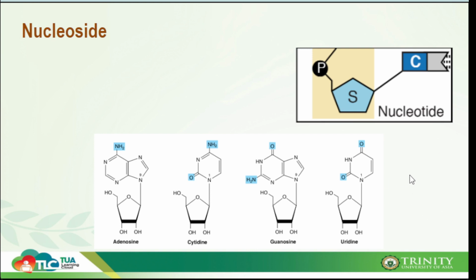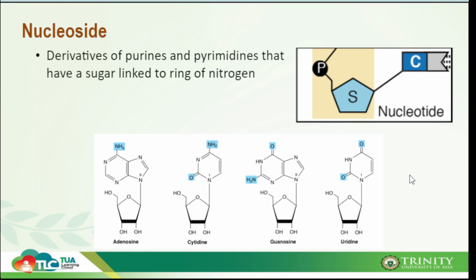Now, once you have your sugar and your nitrogen base together, it already forms a compound called nucleoside. Okay? So it is a purine or pyrimidine attached to a sugar. Okay po? Now, what is that bond that connects the sugar to the nitrogenous base? It is a beta-N-glycosidic bond. Okay? Beta-N-glycosidic bond.